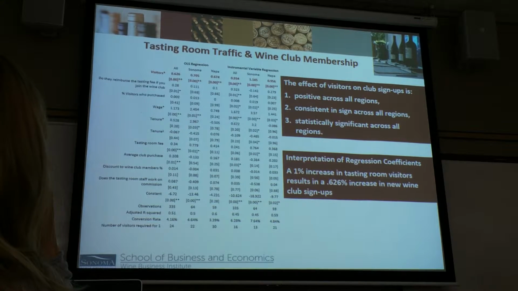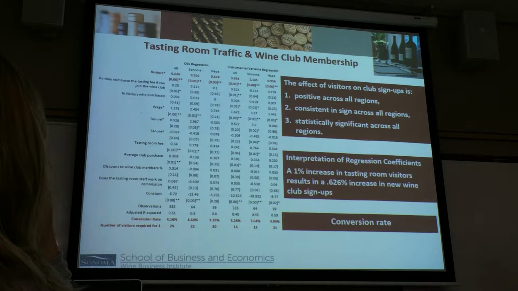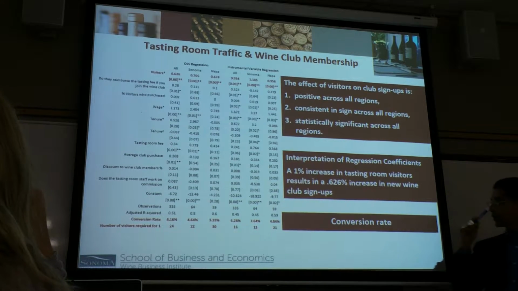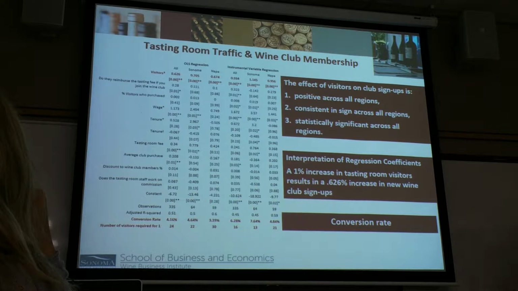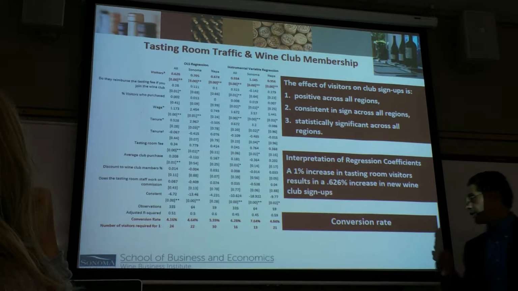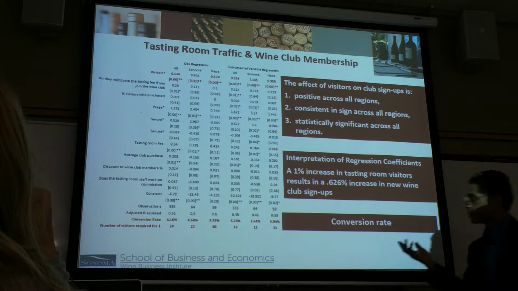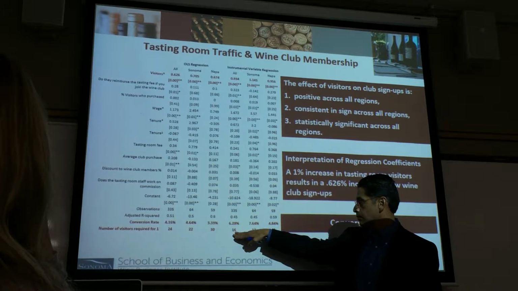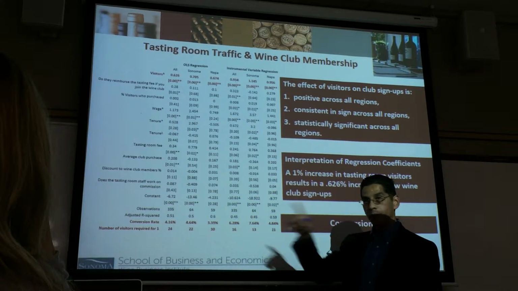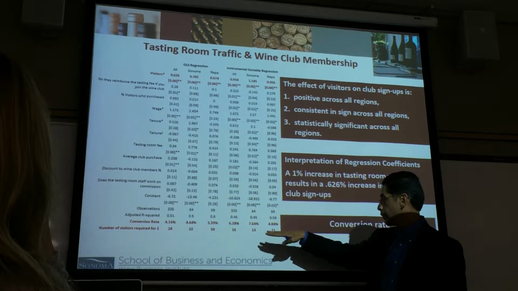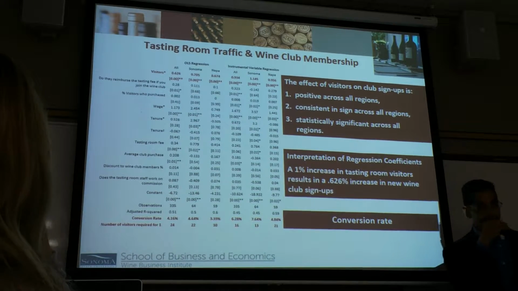What I did was convert it to a conversion rate, and here are our conversion rates. About 6.28% for all wineries, 7.5 for Sonoma, and 4 for Napa. So what this means is it takes about 16 tasting room visitors to get one club signing. It takes about 13 in Sonoma, and about 21 in Napa.